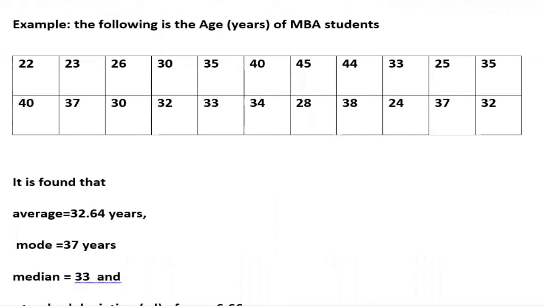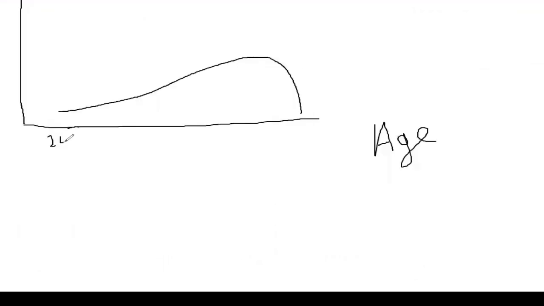So if you draw freehand, it started from suppose 20, 25, 30, 35, 40, 45, and here the y-axis is the number of MBA students.